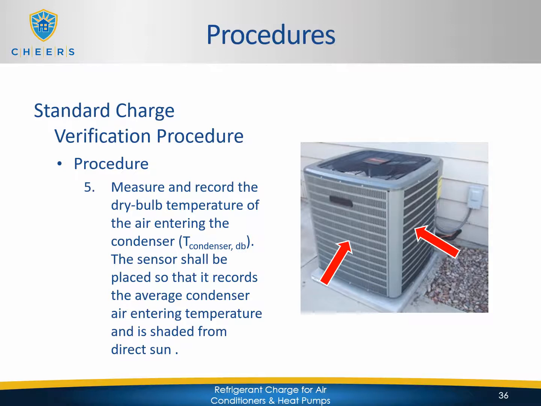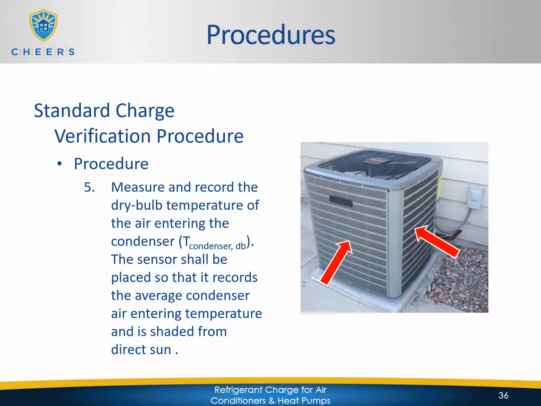You will need to measure and record the dry bulb temperature of the air entering the condenser. The sensor shall be placed so that it records the average condenser air entering temperature and is shaded from direct sun. So depending on where the unit is located, if it's on the shady side of the house, it's not that big of a deal. You'll just take a measurement on one or two sides of it and average those out. Oftentimes it's going to be the same. You're not going to get different temperatures on there.